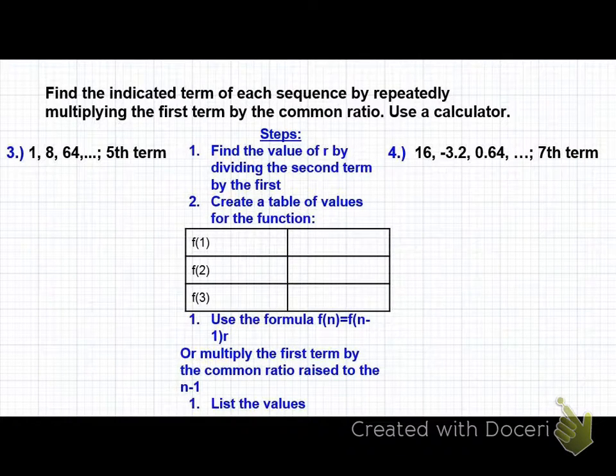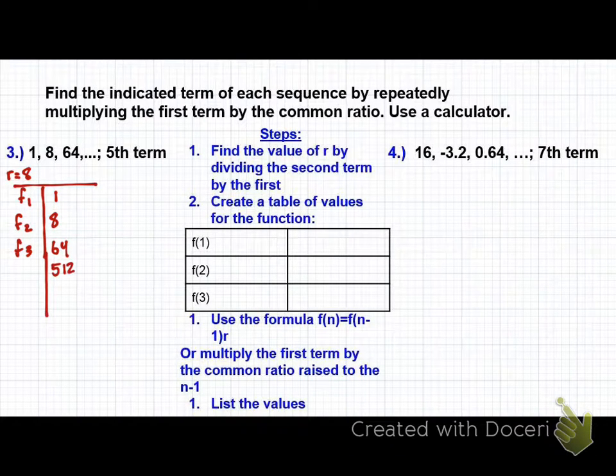4,096. What was the common ratio on number 3? What's the pattern you see? It's being multiplied by what? 8. Okay, so the ratio is 8, and you should have made a table, right? And you could actually make a table showing all of them. Of course, I don't really care about all of these numbers. I care about the fifth number, which is 4,096.